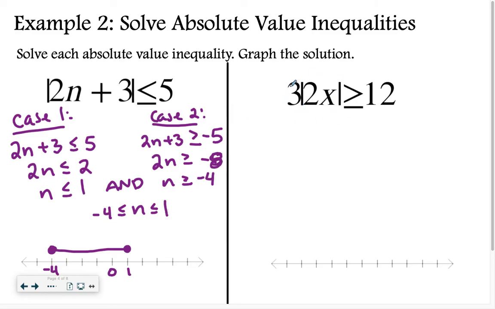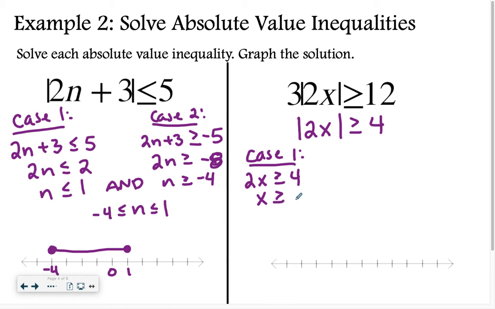Let's look at the second one. I have 3 outside my absolute value, so what I need to do is get absolute value separated all by itself before I split into case 1, case 2. So I'm going to divide both sides by that 3. So I'm going to say the absolute value of 2x is greater than or equal to 4. Now that I only have absolute value on the left side, I'm going to split into case 1, case 2. Case 1, I'm going to divide both sides by 2, and I get x is greater than or equal to 2.